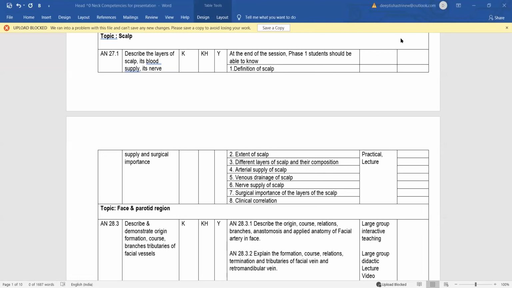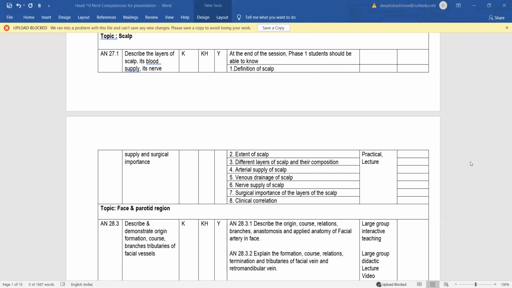Am I audible, ma'am? Yes, Dr. Bhavna. Ma'am, just one or two things. SLO numbers 7 and 8, one is surgical importance, the other is clinical correlation. So rather than these, I thought we should ask the students for the anatomical basis of applied aspects of the layers of the scalp. That will be more towards the phase 1 students.